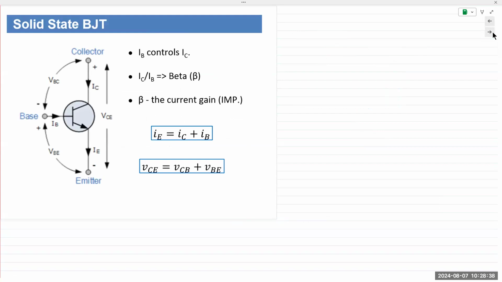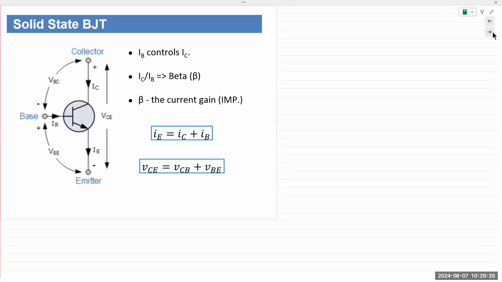Because the base region is very, very thin, we bias the diodes, depending on the application, of course. We bias the two PN junction diodes in different ways. They could either both be forward biased, they could both be reverse biased, or one of them could be forward biased and the other reverse biased, which is the majority of our applications. Let's talk about biasing later, in the next slide. Base region is very thin, right? Emitter region is the most heavily doped.